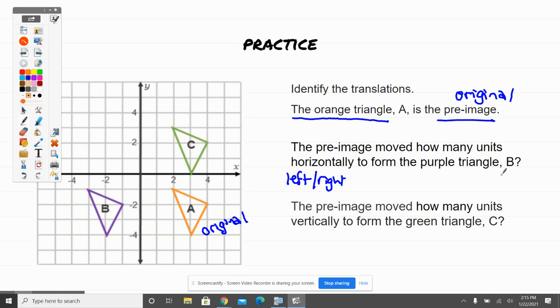To get to the purple triangle, well, let's just match it up. From here to here, how many did it move? 1, 2, 3, 4, 5. So that's 5 units. In which direction did it move? It moved to the left.